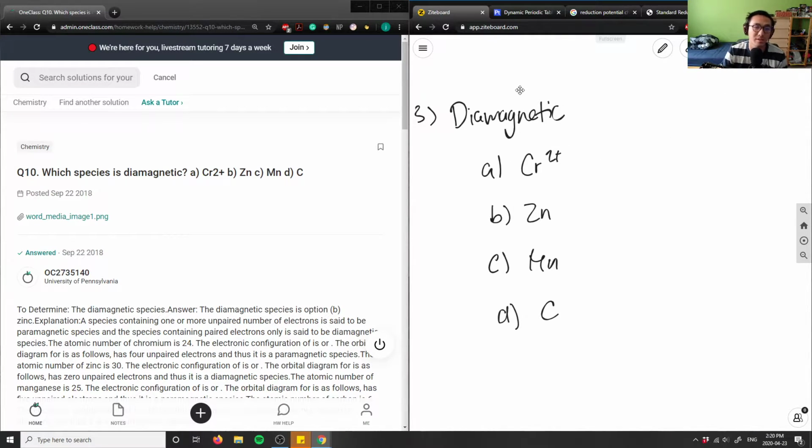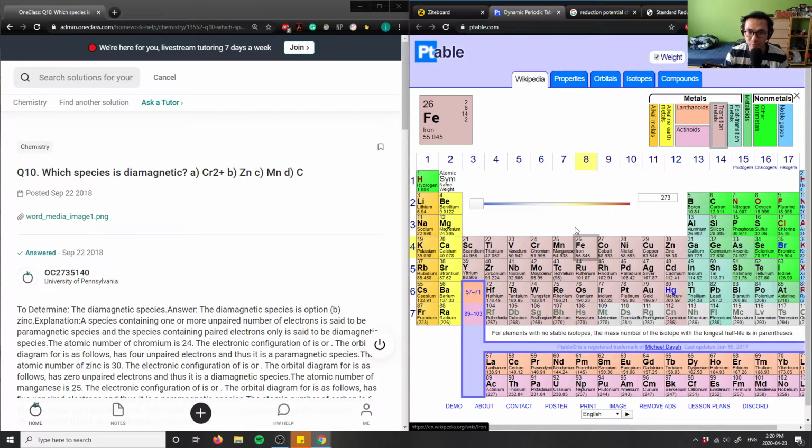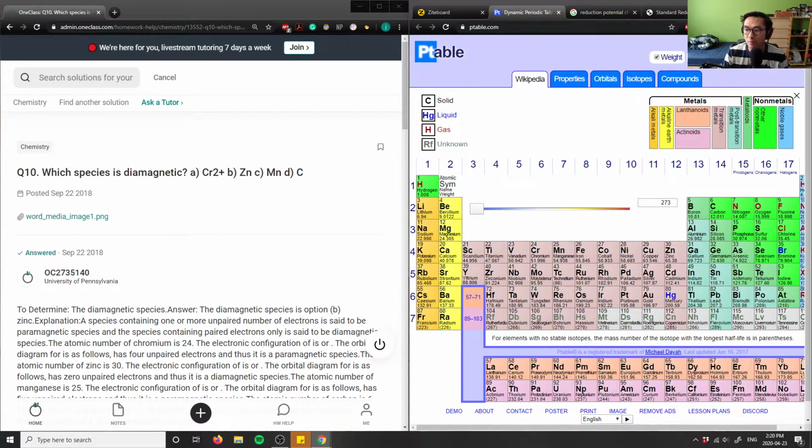Take a moment to think about what the electron configuration is. I'm going to write it down here as well. I'll bring up the periodic table for you to find out. Again, we're starting with chromium 2 plus here. Let's take a moment to think about this problem. We're thinking about the electron configurations first, and then we can talk about which species are indeed diamagnetic.